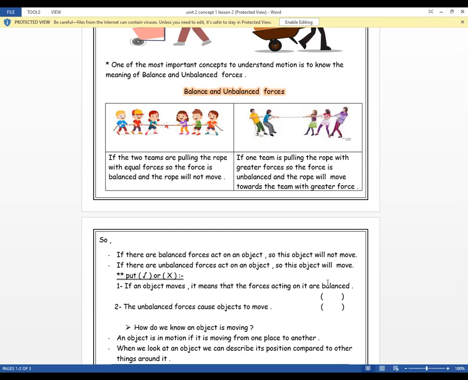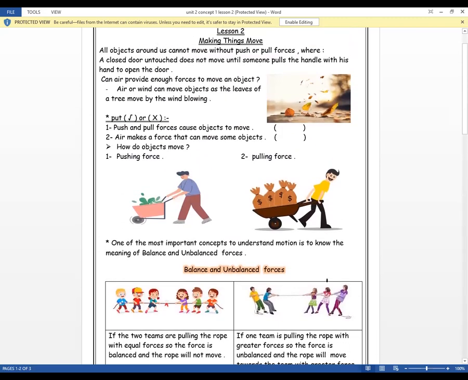Okay? When I ask you, put right or wrong. Push and pull are forces that cause objects to move. It will be right. Number two, air makes a force that can move some objects, right.